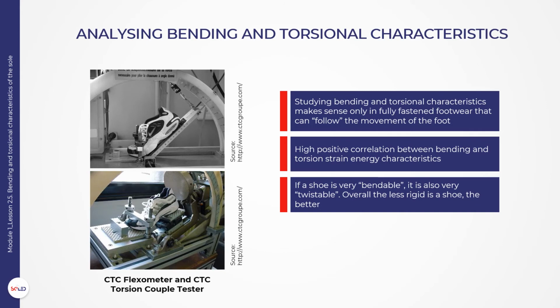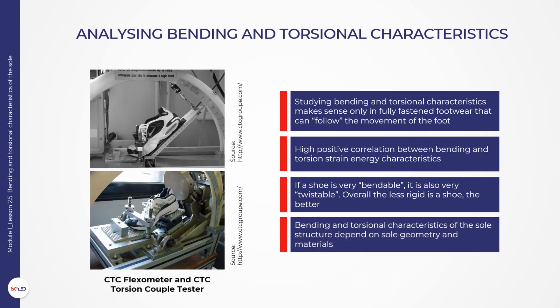The best approach to studying bending and torsional aspects of mechanical comfort is through energy or work metrics. In flexible shoes, the most comfortable ones, work requirements for bending or twisting of the sole structure are less. Bending and torsional characteristics of the sole structure depend on sole geometry and materials only and do not require the use of biomodels for simulations.